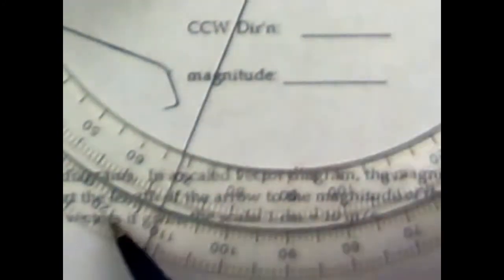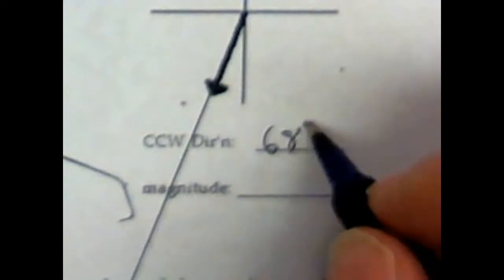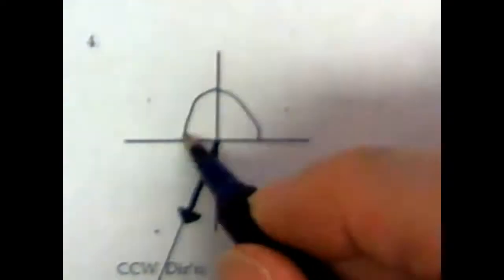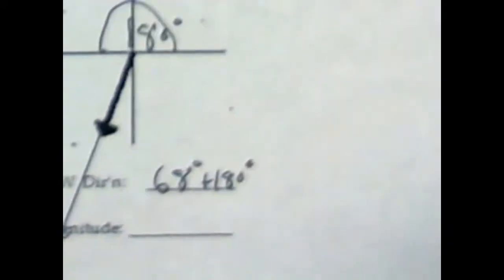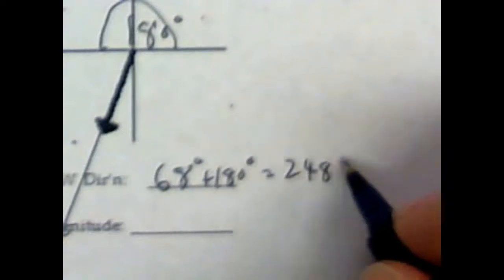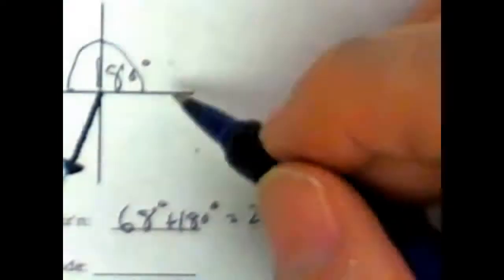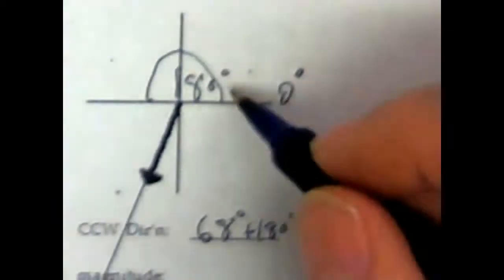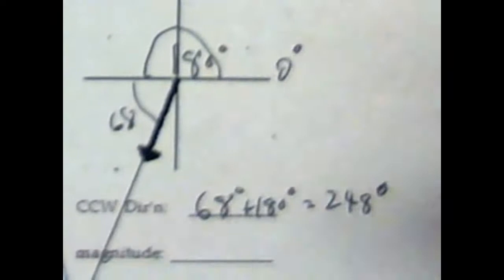Alright, and this is 60, this is 70. I'm about 2 notches short of 70, so that's going to be 68. But again, I left off this 180 degrees, so I have to add that 180 degrees. Alright, and that's 248. So 248 degrees around from here's 0. 180 plus 68 makes 248 degrees all the way around.